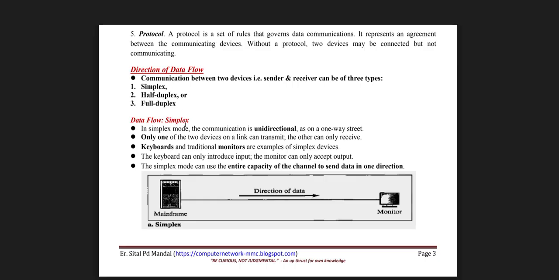Direction of the data flow: simplex, half duplex, or full duplex. In the simplex mode, the communication is unidirectional as one-way street. Of the two devices on the link, one can only transmit, the other only can receive. Keyboard and the traditional monitor are the example of simplex device. Keyboard can only introduce the input. The monitor can only accept the output. The simplex mode can use the entire capacity of the channel to send data in one direction.